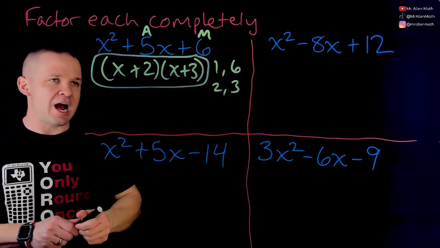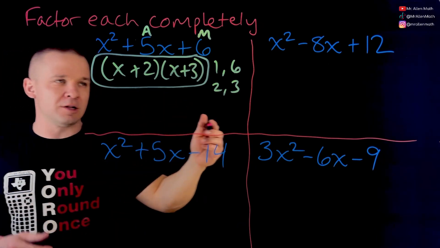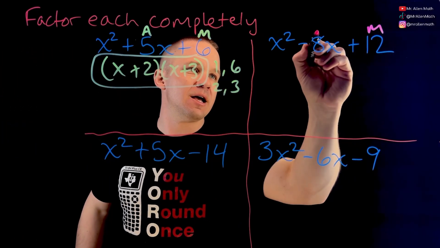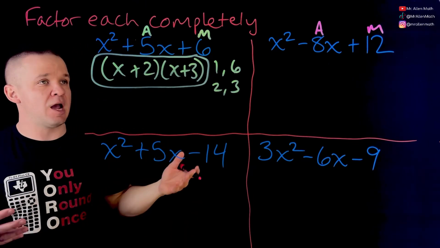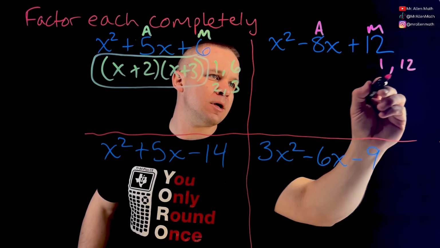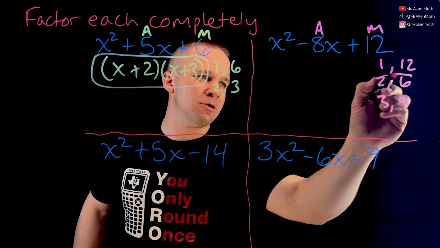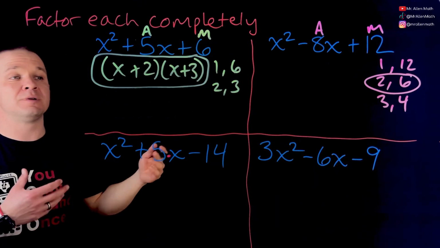Next one, I have x squared minus 8x plus 12. So what multiplies to 12 and adds to negative 8? AM method. So let's list out our factors of 12. I've got 1 and 12. I have 2 and 6, and if you see it there, you can stop. But yes, it is going to be this middle one right here, 2 and 6.